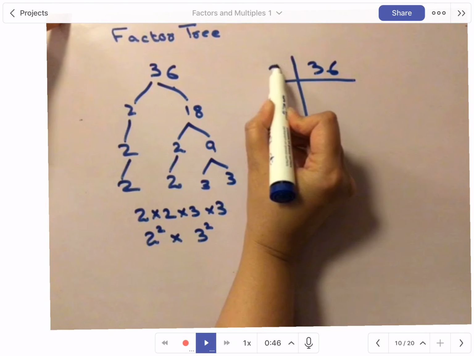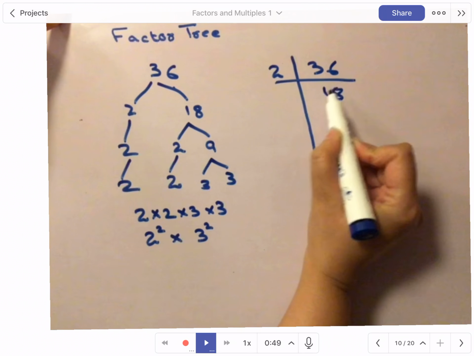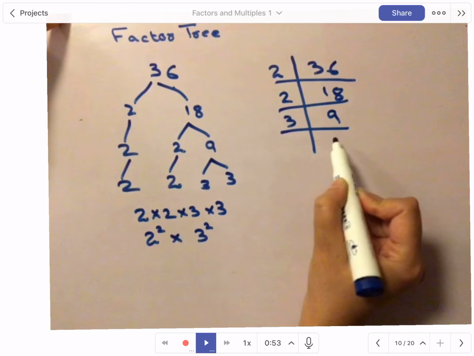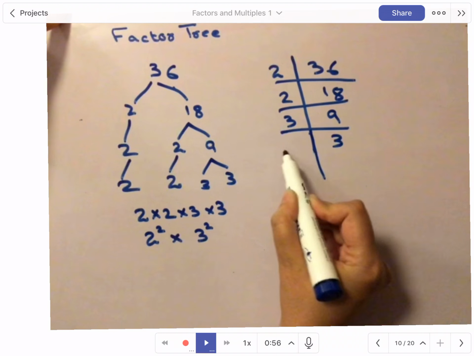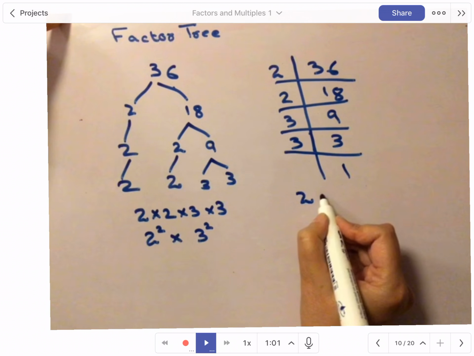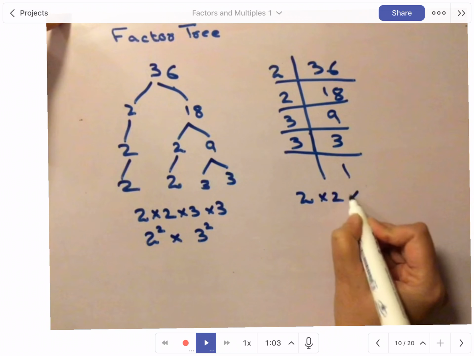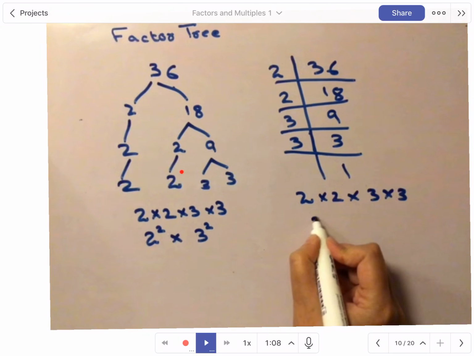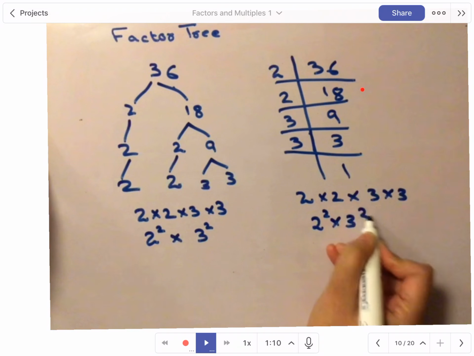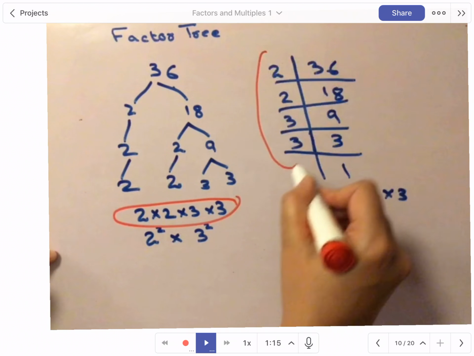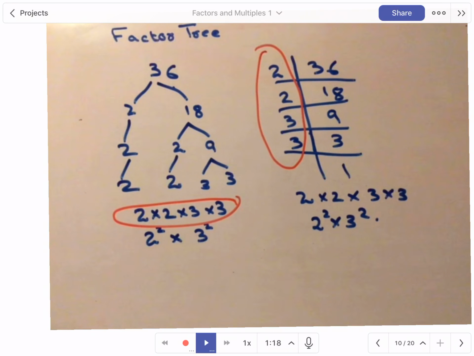The second method is simply the division method, in which you take the composite number and keep dividing it. You start with the smallest prime number and keep dividing until you get 1 as the result. In this case we have got 2, 2, 3, 3. So the answer is the same. You can adopt either the factor tree method or the division method. The choice is totally yours. Yes, we are getting the same answer.